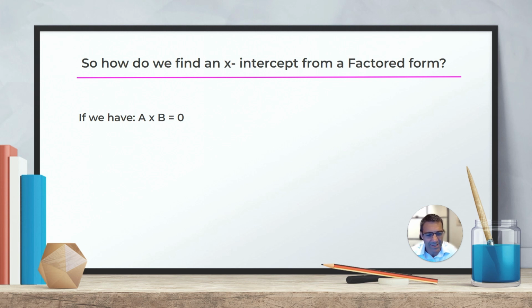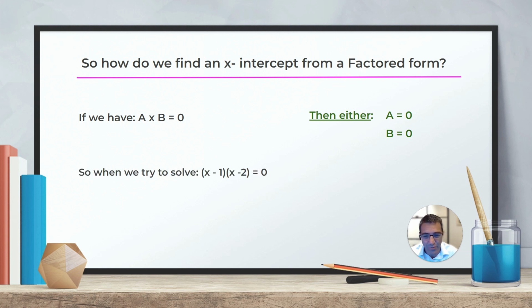Now remember, we're trying to find when the y value is 0, like when there's no height. So if something A times something B is equal to 0, well, the logical argument is that either A must be 0 and B can be anything, because 0 times anything is 0, or B is equal to 0 and then A can be anything. So when you have this factored form, which is the multiplication of two objects, either the first bracket is 0 or the second bracket is 0, which gives 0 for the expression.